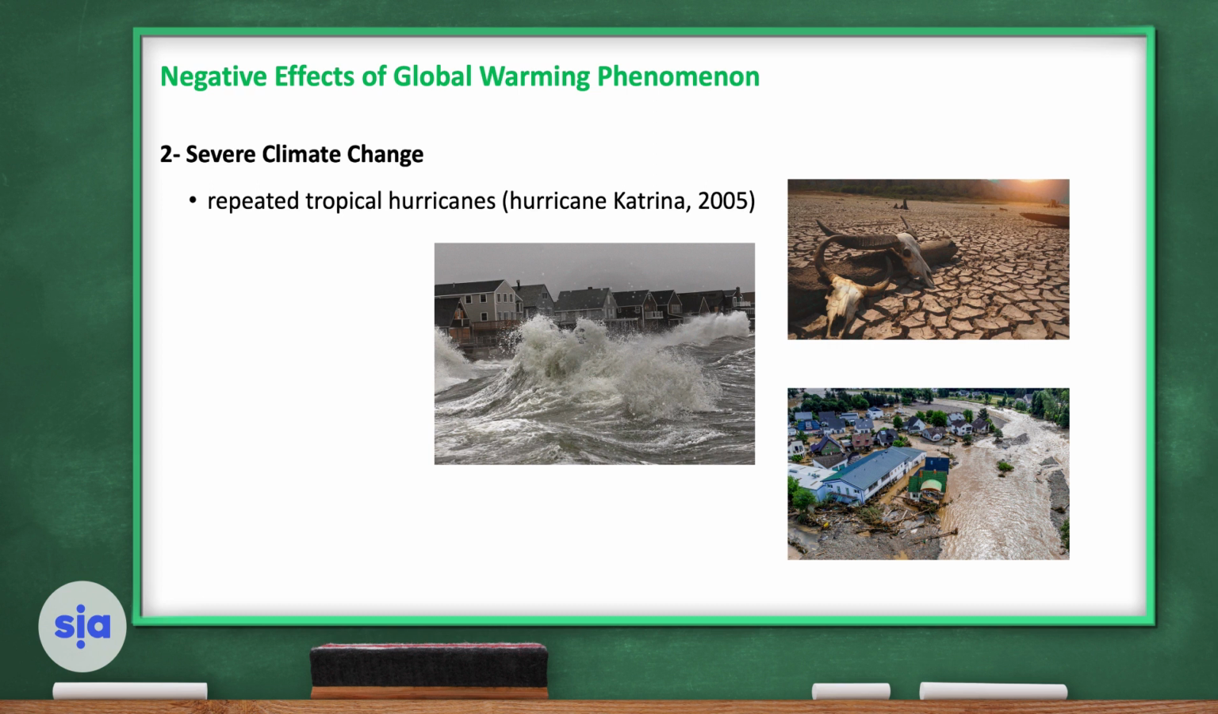repeated tropical hurricanes, like the one that happened in 2005. It was called Hurricane Katrina. Floods, droughts, where there is lack of water. Drought means lack of water sources.